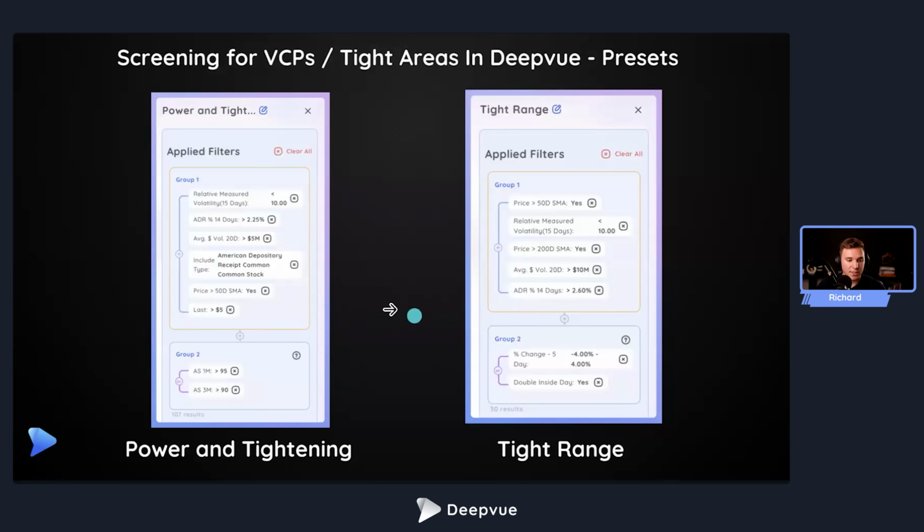So these are two presets that we have in Deepvue, just a few clicks away, that can really save you time during your routines. And I like to look at these, especially when a lot of tight areas are forming in the markets. I bring up these charts, go through them, and see if there are any really strong stocks that are forming tight areas that aren't already on any of my watch lists. But this is the criteria for the tight screens. And this RMV data point is the key that allows you to take advantage of this and find those tight area charts really easily.